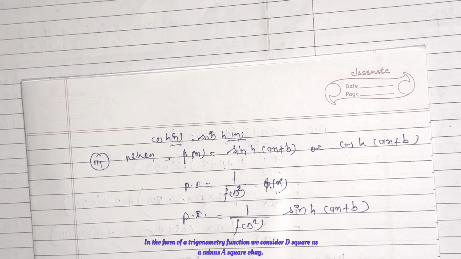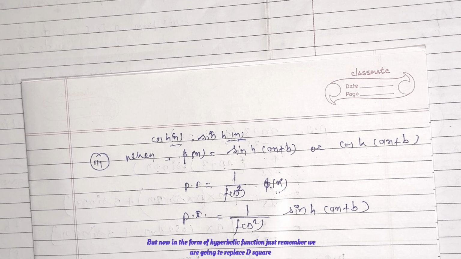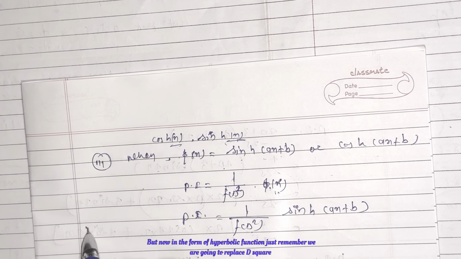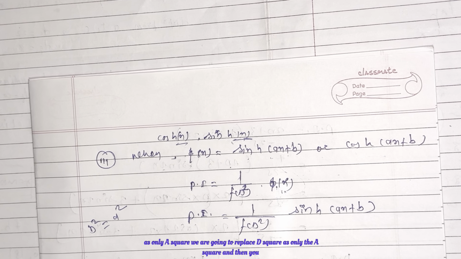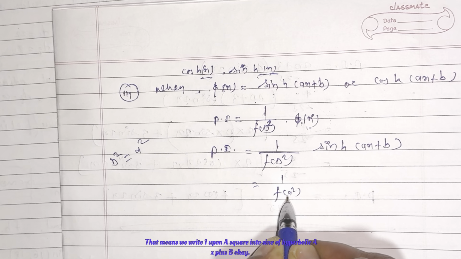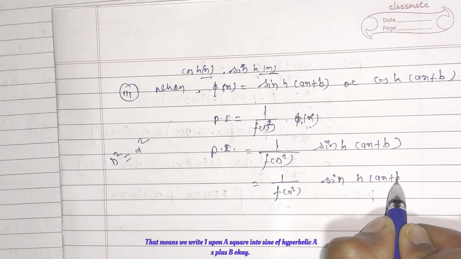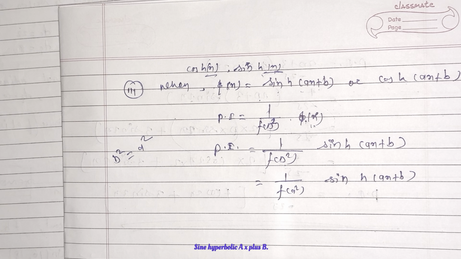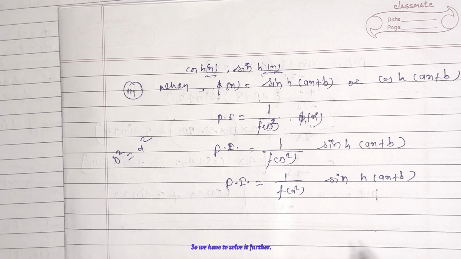In the case of a trigonometric function, we consider D square as minus a square. But in the case of a hyperbolic function, just remember, we replace D square with only a square, and then you will get the required particular integral. That means we write 1 upon f of a square into sine hyperbolic ax plus b. This one is our required particular integral, so you have to solve it further.